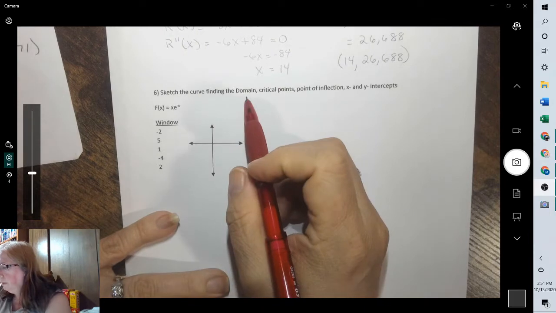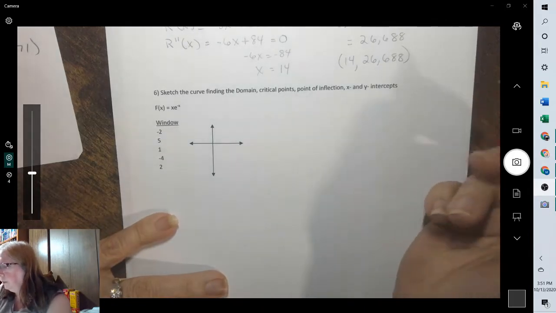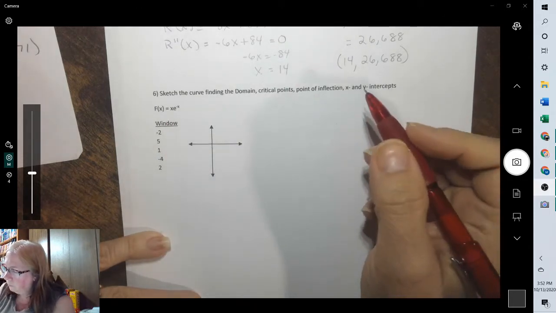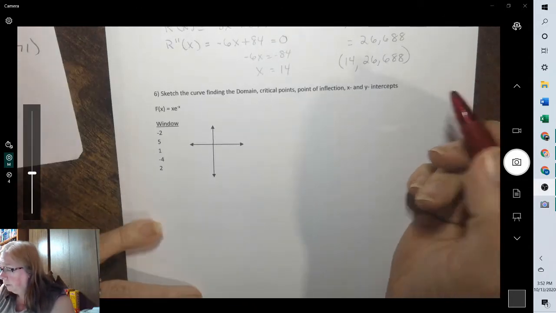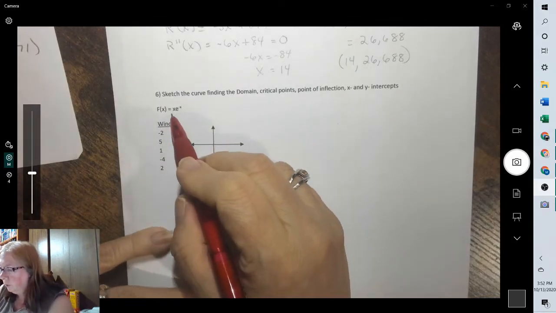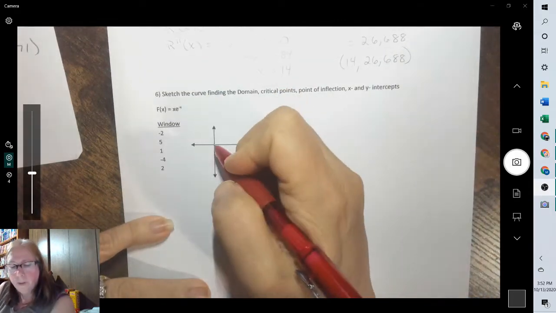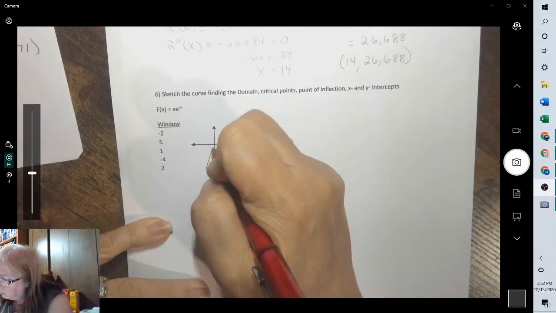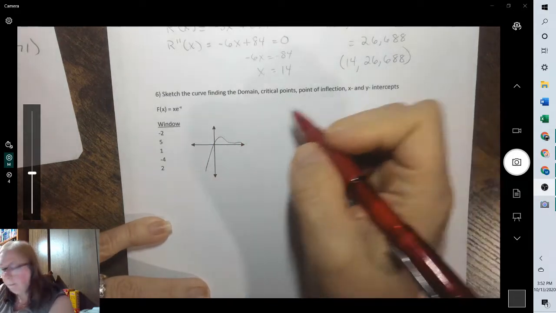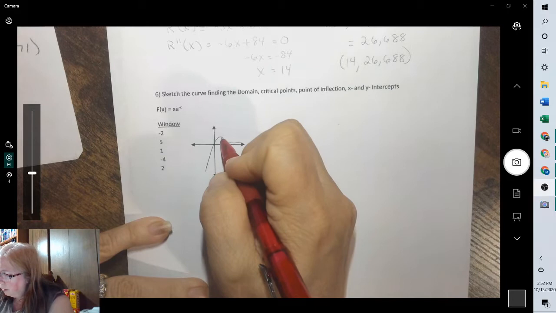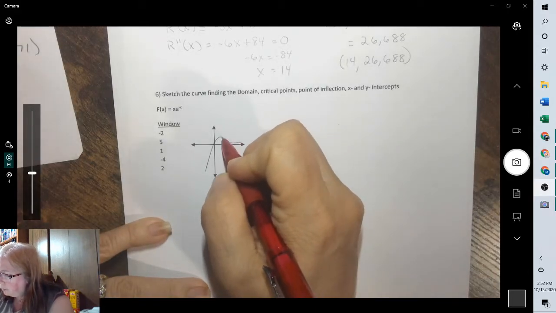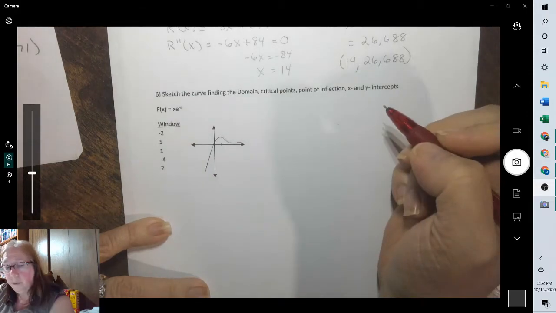Sketching the curve, finding domain, critical numbers, point of inflection. This one just covers a little bit of everything. But we could look at the graph first if you want. You plug this into your function and then graph it. You're going to get this. Looks like that. And you can see that there's a high point here, so there's probably a critical number there, and the concavity changes here, so there's a point of inflection.